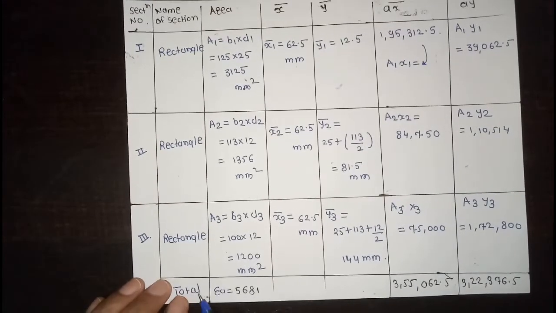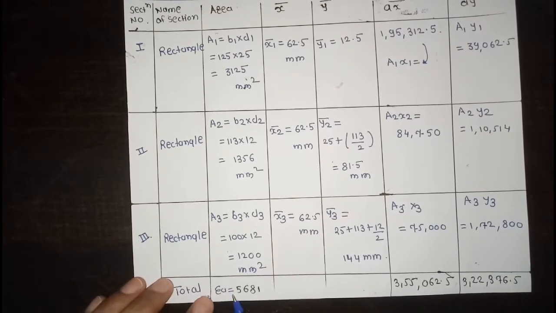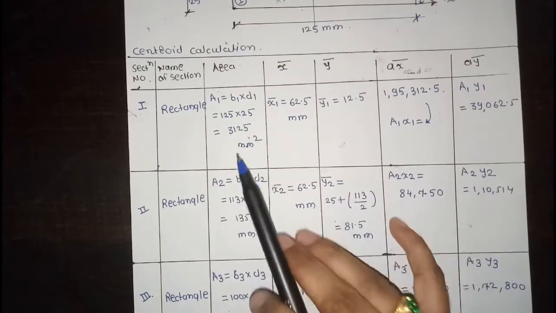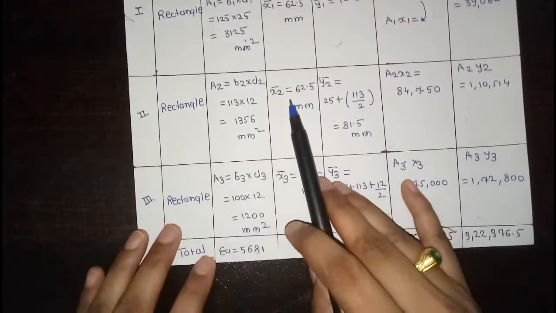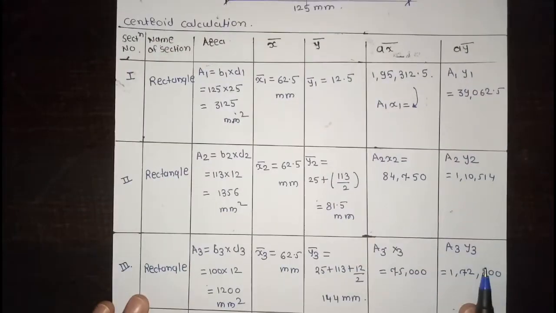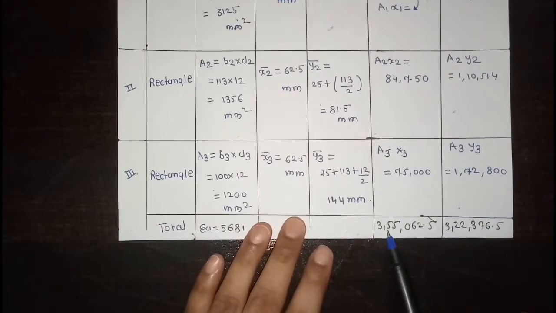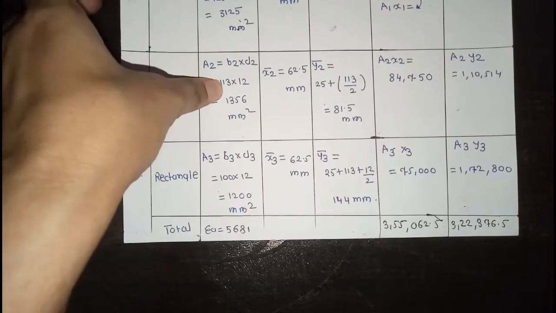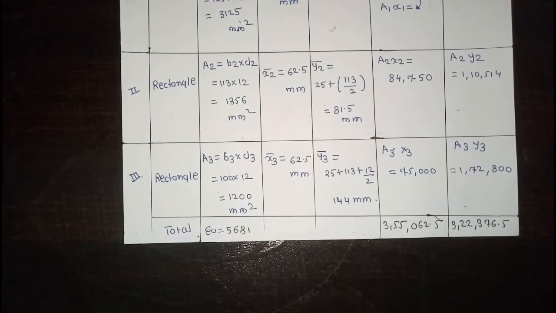Then calculate the total value means summation of A, area of all the sections, means 3125 plus 1356 plus 1200, then we get 5681. Then the total summation of A x bar, we get this answer, and summation of A y bar, we get this answer. Okay, then second step is to find X bar and Y bar.